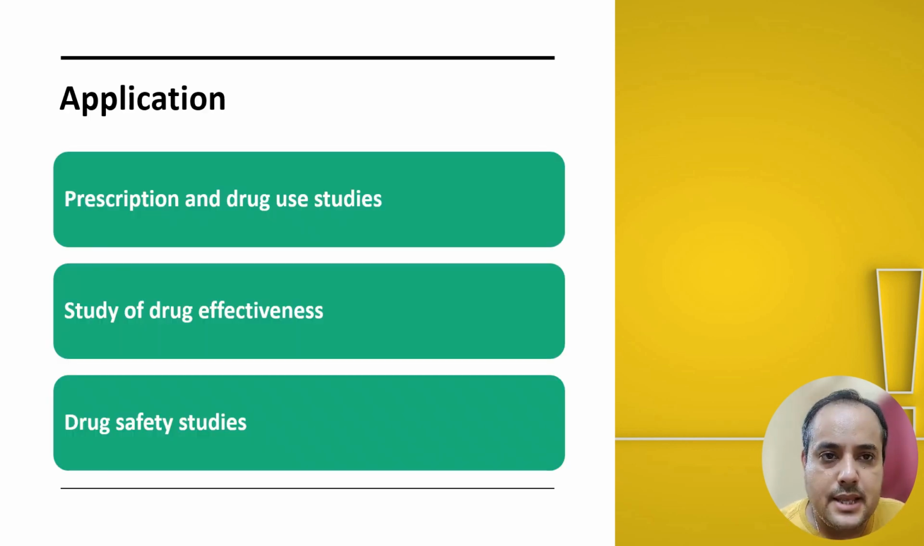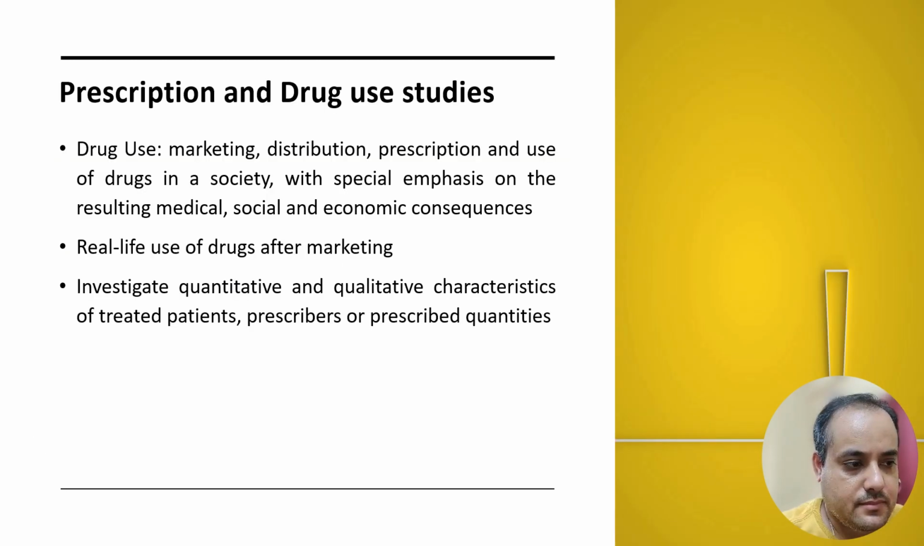Now what is the application of the pharmacoepidemiological study? The main three applications of pharmacoepidemiological study can be for studying the prescription and the drug use, for the study of the drug effectiveness, and for the drug safety studies. So now let us have a look into the prescription and the drug use studies.